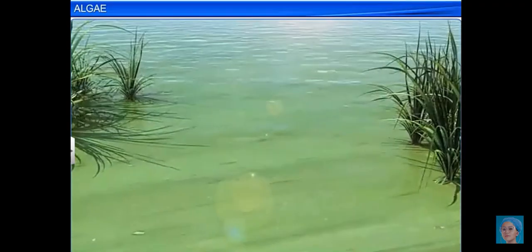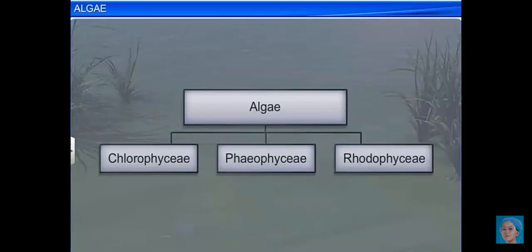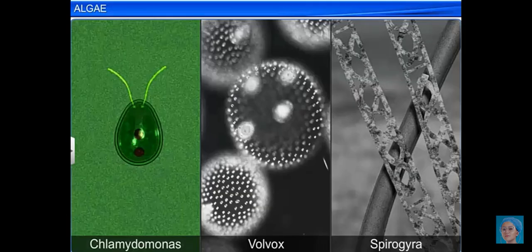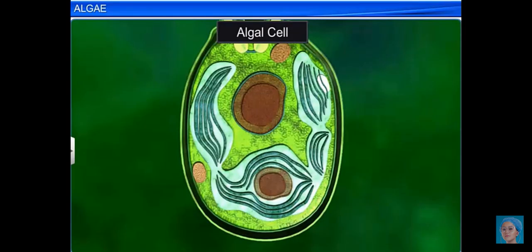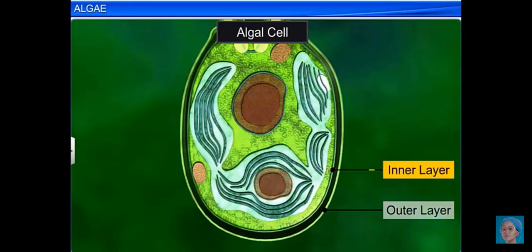Based on the type of pigment and the type of stored food, we can classify algae into Chlorophyceae, Phaeophyceae, and Rhodophyceae. Chlamydomonas, Volvox, and Spirogyra are some members of the class Chlorophyceae. They are commonly called green algae, and can have a unicellular, colonial, or filamentous body. Their cell wall is rigid as the outer layer is made of pectose and the inner layer of cellulose.